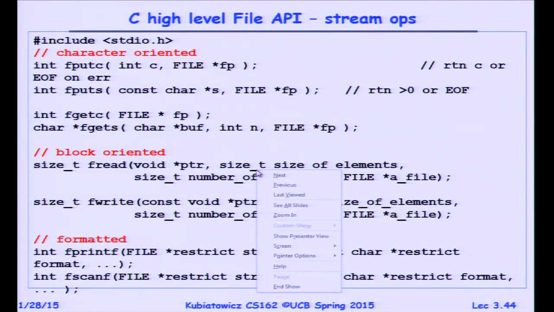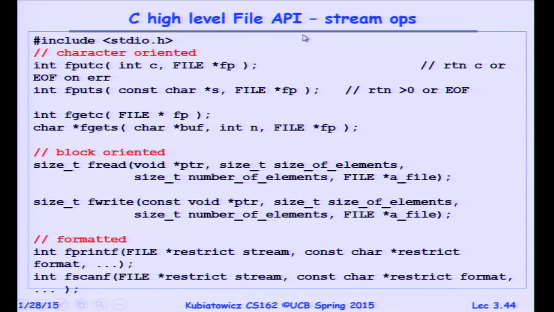And so there's a lot of interesting things in this stream API, which we'll pick up next time. But for instance, once you have a file descriptor where you've opened a file, now you can do things like putting a character, fputc, putting a string, fputs. You can do reads and writes of whole blocks where you say how big your block is. You can do formatted prints.